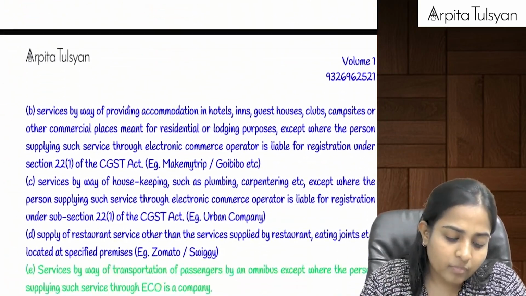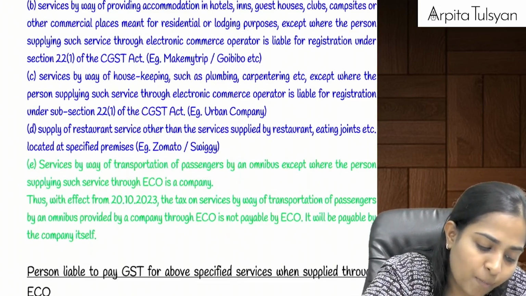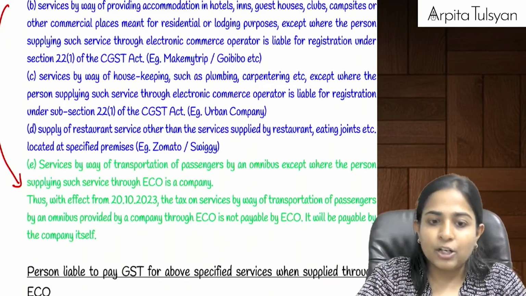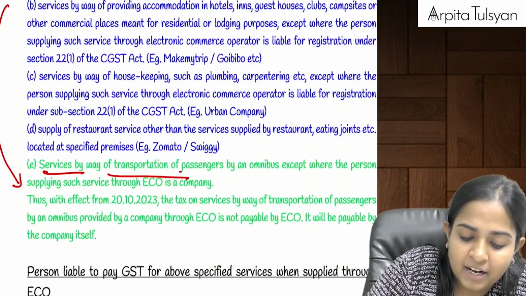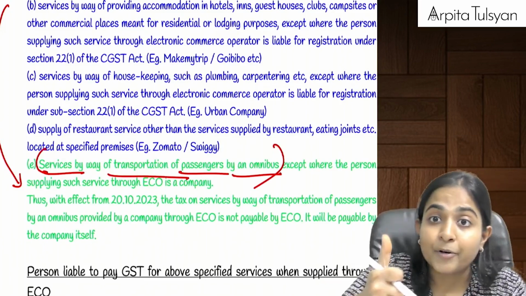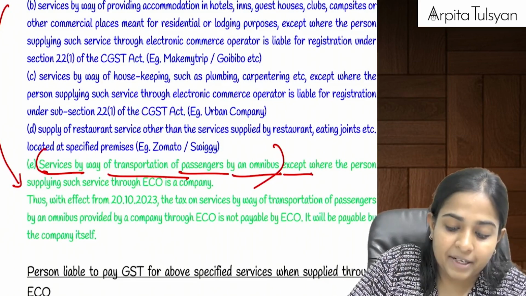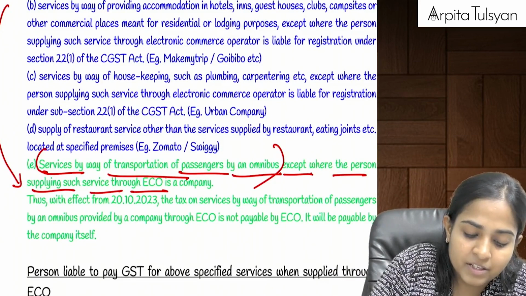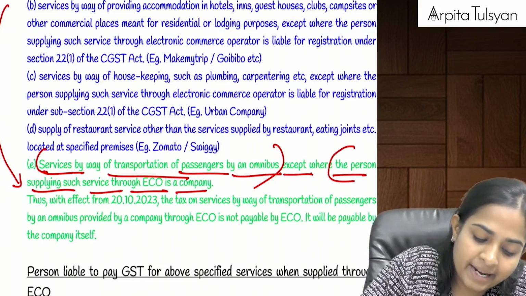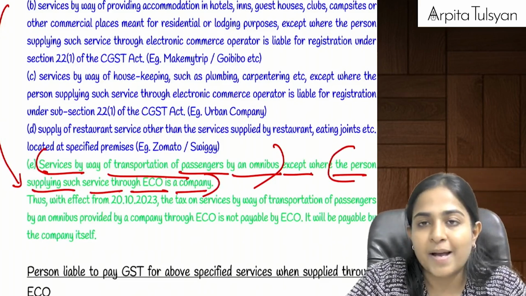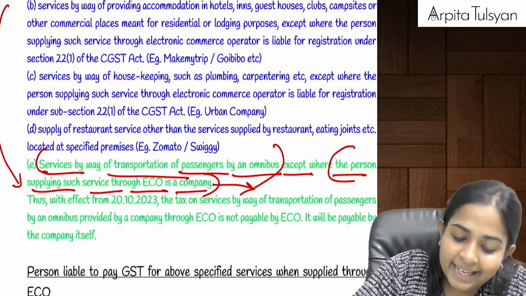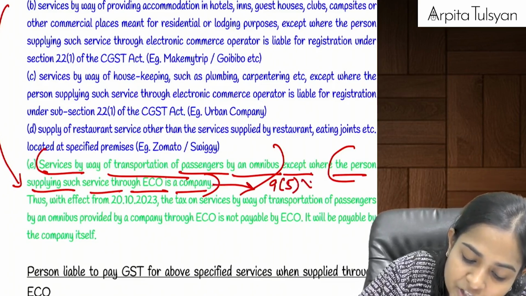But what they did was, correspondingly they have inserted one new point there. What is that new point? Services by way of transportation of passengers by omnibus. This is considered as a notified service except when the person supplying such service through ECO is a company. Means the person who is supplying the service of transportation of passengers by omnibus, if it is a company, then it will not be covered by section 9(5).